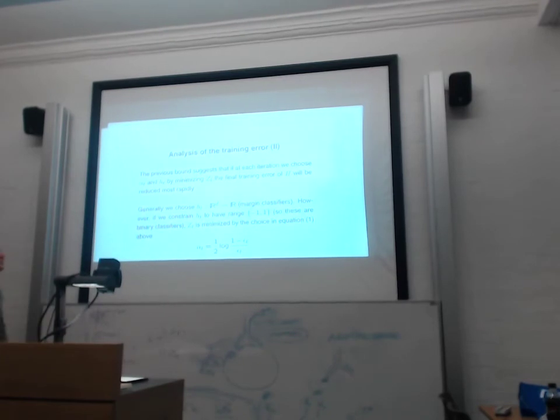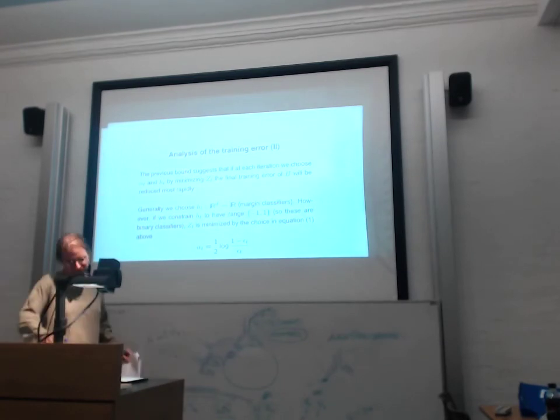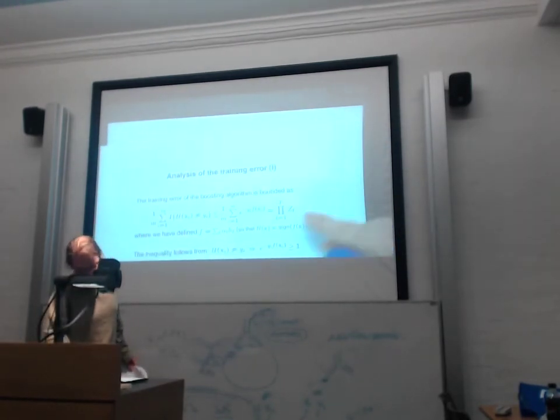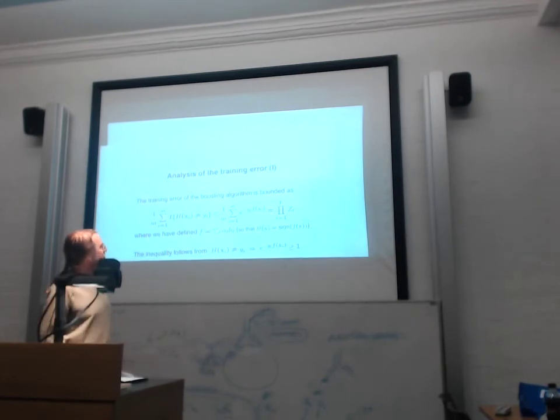So if we choose alpha t and h t to minimize Z_t, the training error will be minimized. We see that by looking at this, which bounds the training error.